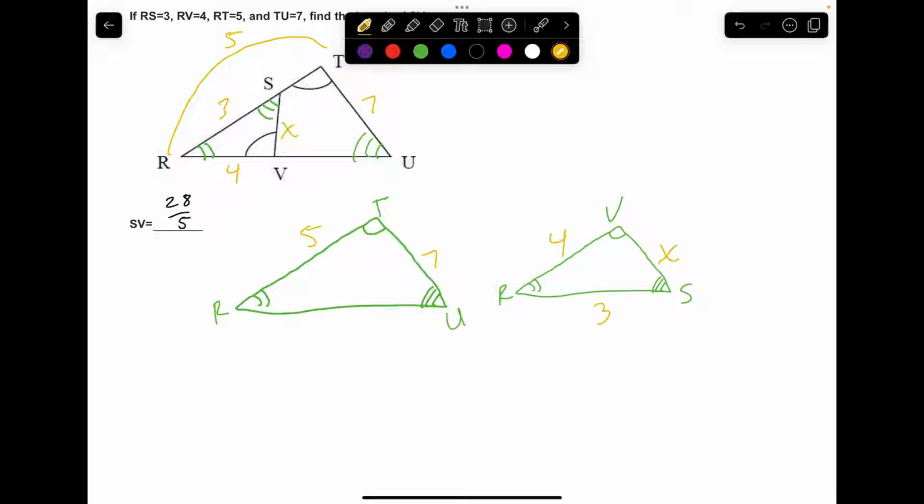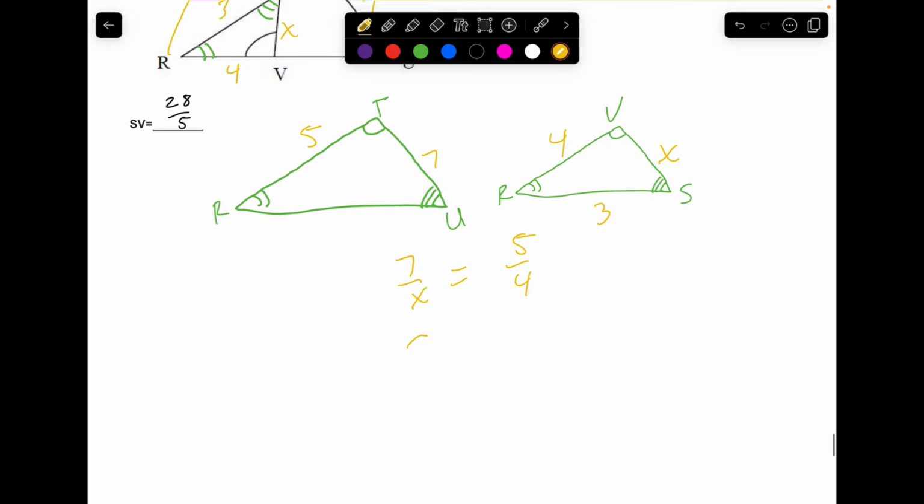We can now do 7 over X, right over right, equals 5 over 4, left over left. Nothing reduces. 5X equals 28. So X equals 28 fifths.